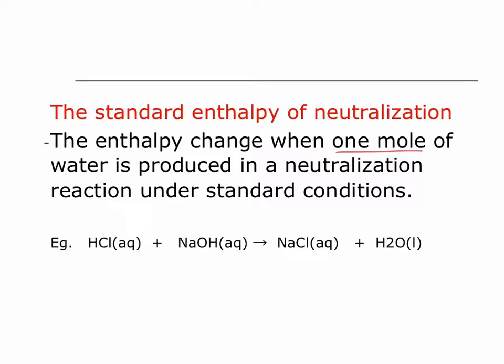You'll see for each definition, for our delta HF, our delta HC, and our delta HN that we've covered, we're asked for the units. The units are always going to be the same for each of them, so if you can fill into the space for each definition, the units will always be kilojoules per mole.